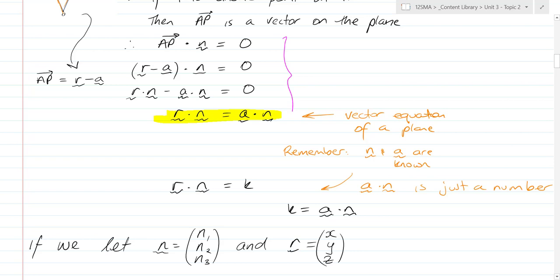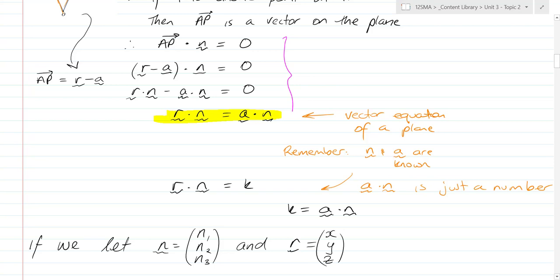N, additionally, is a vector perpendicular to the plane. N will always be going in the same direction because it's perpendicular to the plane, but it could be a whole bunch of different lengths. So that means n could be an infinite number of different lengths. So we might all individually represent the same plane but with different equations.